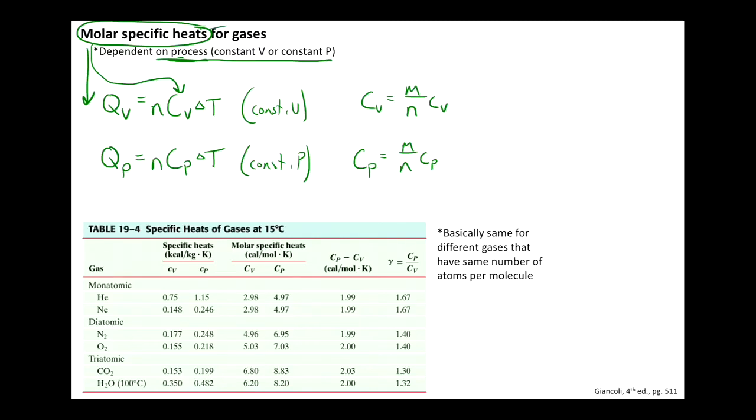And if you're wondering what molar specific heat is, it's just like the definition before, but now this is the heat required to raise 1 mole of gas by 1 degree Celsius.